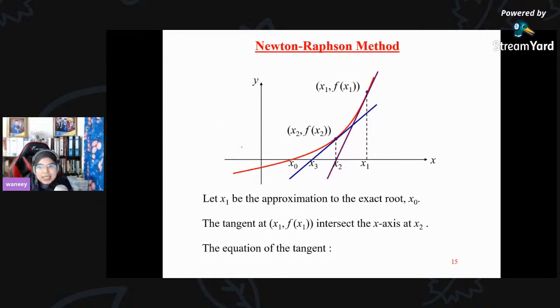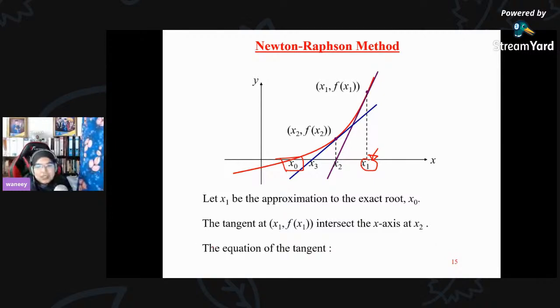Biasanya kita akan start dengan x1 sebab kita nak cari x0. Normally when we sketch them, we don't really know what is the value of x0, because our graph basically is not really that perfect kan, sebab kita hanya sketching saja. So that is the reason why we are starting with our initial approximation x1. So x1 is our initial approximation yang tadi tu, either by using the graphical method or algebraic method.